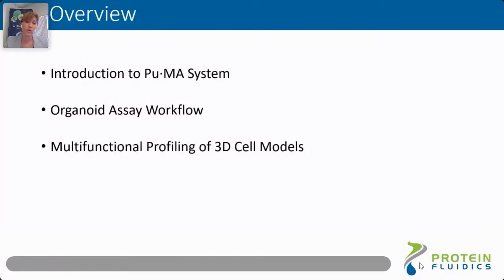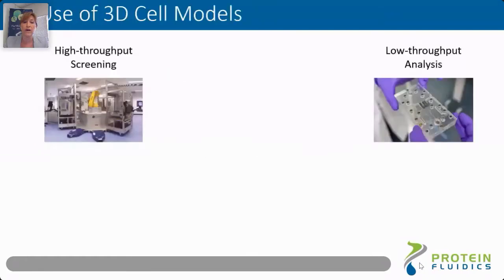So today I will talk about the Puma system and how it works. I'll walk you through how to use organoid assay workflows with the Puma system. And I'll show you an example of the data and assays that we use to do multifunctional profiling of 3D cell models. Now, why did we decide to build the system like that?